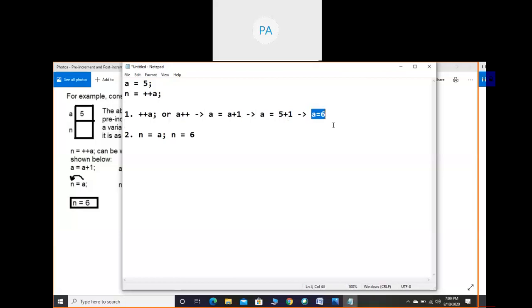So next, that new value you substitute in a, that is in the RHS, not in the LHS again. In the RHS you have to substitute. So when you substitute in the RHS, n becomes 6. So this is the final value of n, and this is the final value of a.